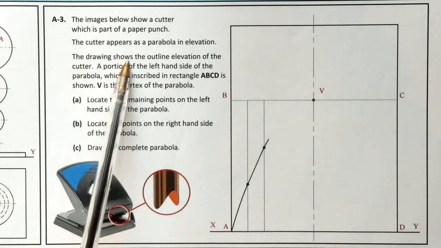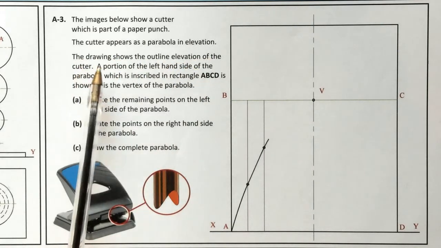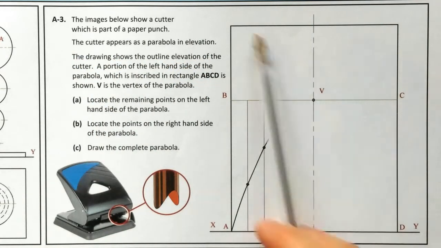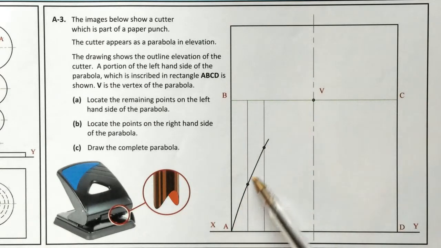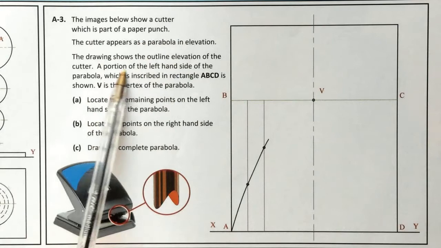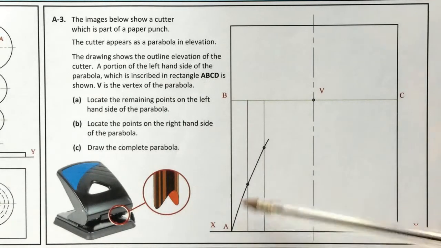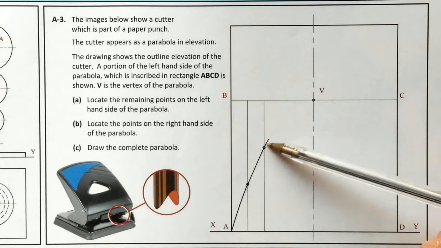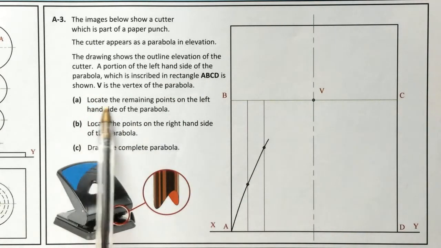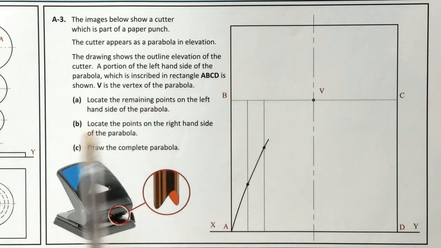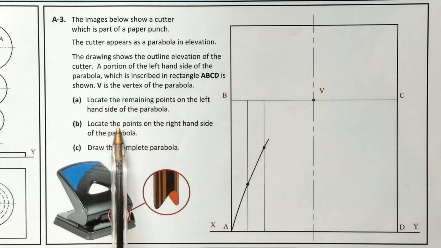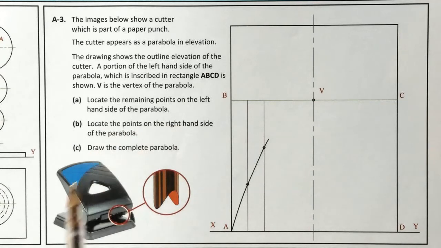The drawing shows the outline elevation of the cutter. So we can actually see it here, the outline elevation, but we're going to have to draw in the cutting part, I assume. And a portion on the left hand side of the parabola, which is inscribed in rectangle ABCD, is shown. V is the vertex, so we've already got some points here. Part A: locate the remaining points on the left hand side. We'll find these, then locate the points on the right hand side and draw the complete parabola.